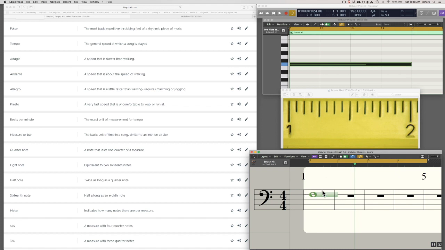Now you'll see this is just zoomed in a little bit here. These are tighter. But the idea is that when I hit play, it goes across that note and stops when measure 2 begins. That measure is just like a ruler. You see this ruler right here?